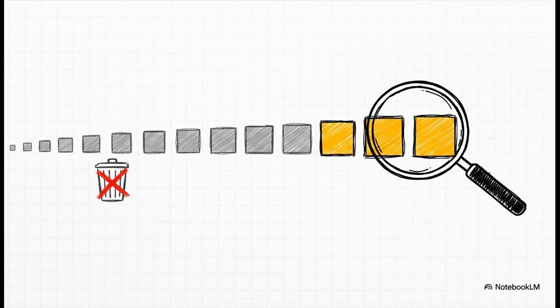Okay, so their first clue was all about focus. They figured out that when the model is trying to predict the next word, it's paying almost all of its attention to the words immediately around it. You know, its local neighborhood. Words from way, way back in the text, they barely have any influence at all. And that meant that constantly recalculating the memory for those distant, basically irrelevant words was just pure wasted effort.